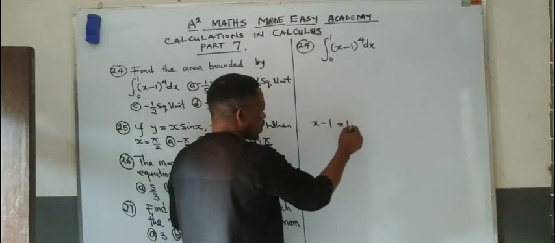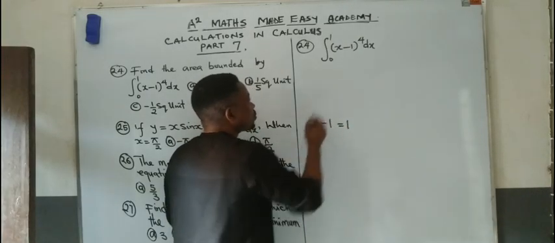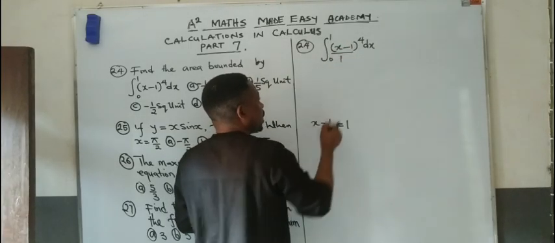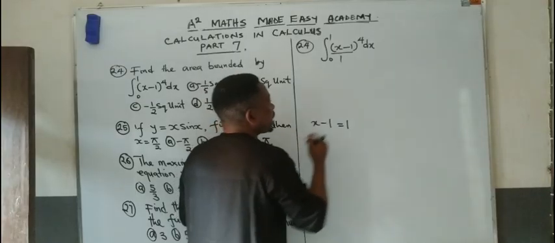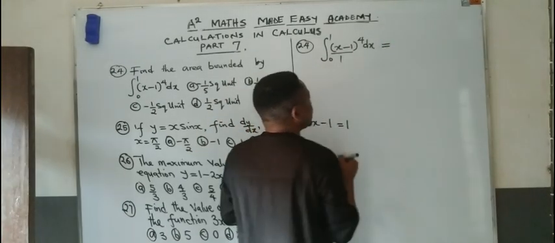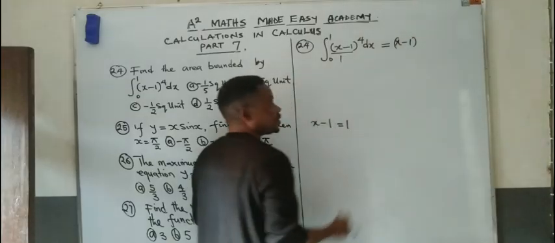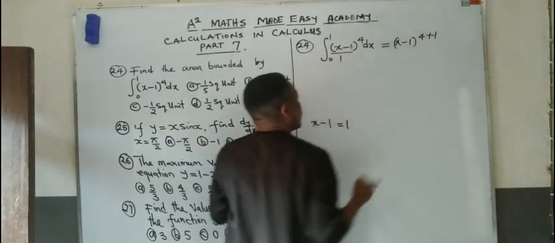Differentiate x, it is 1. Hope you are aware of that. Then minus 1 is a constant, throw it away. So can you see that the answer is already there? So what do I do? I will now introduce x minus 1. Are you with me? Then raised to the power of 4, add the power by 1.